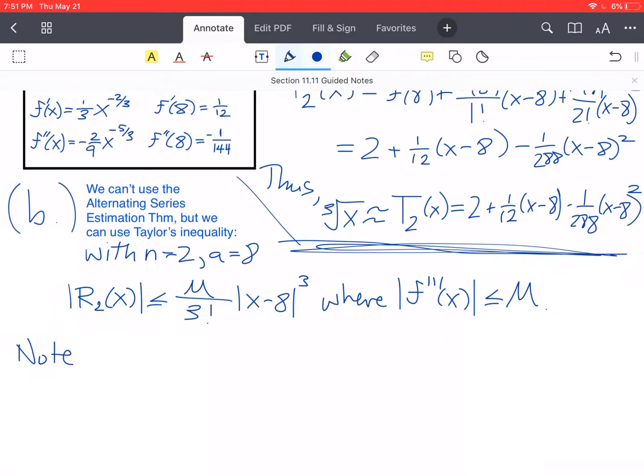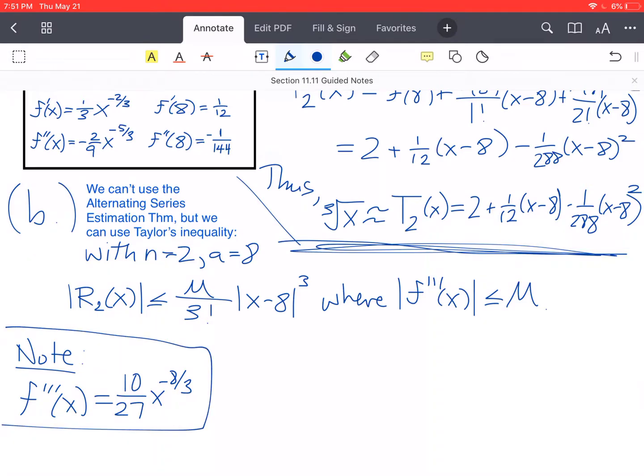So now here's my little note. What is the third derivative? So f triple prime of x. If you continue the pattern from up here, just keep working with that power rule, you're going to get 10/27 times x to the negative 8/3. Okay, so we're going to use that here.